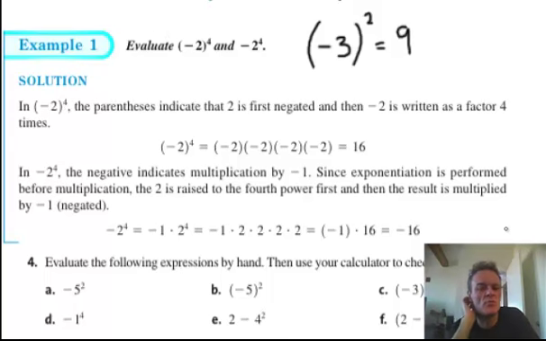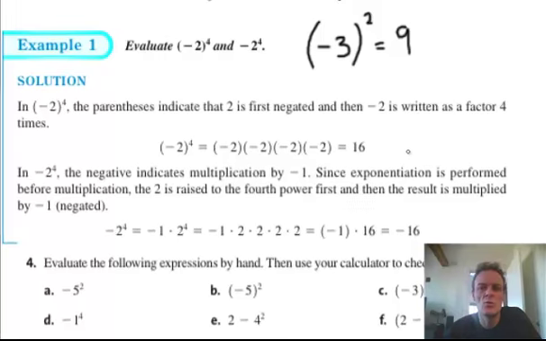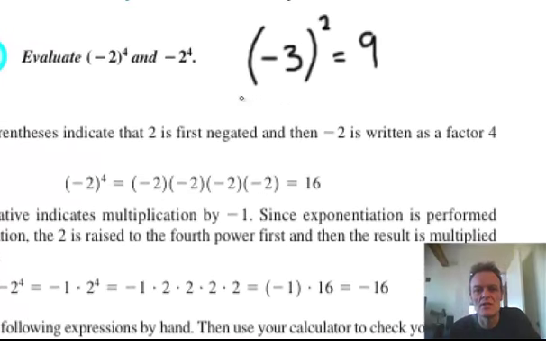Right, here's some exponent rules. Okay, so hopefully we all know that negative 3 squared, right? Negative 3 times negative 3, two negatives, positive 9. Okay, 3 times 3 is 9. Negative 3 times negative 3 is also positive 9. So two negatives make a positive.